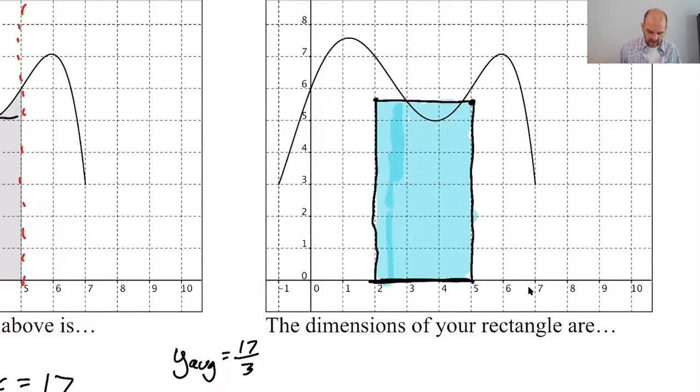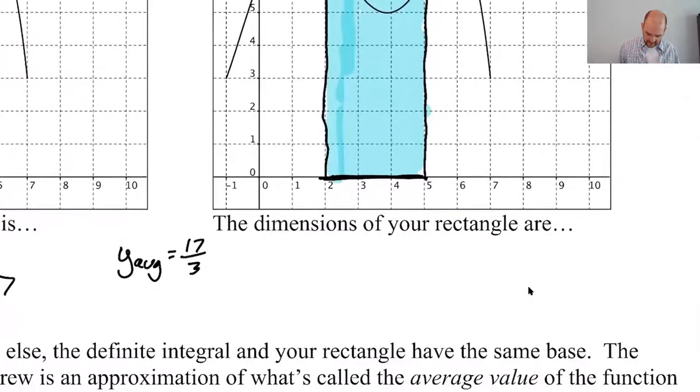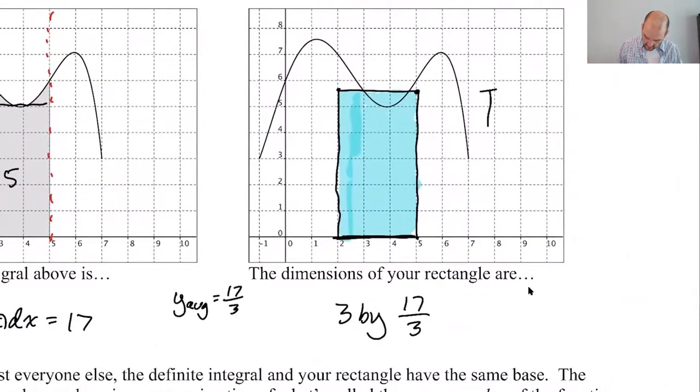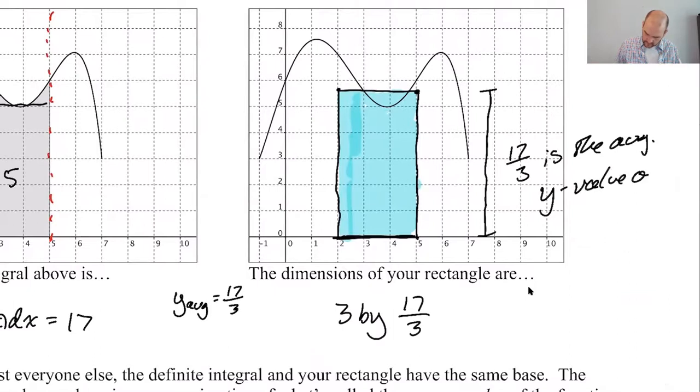Never did. This rectangle has the exact same area. It is 3 by 17/3. This is the slushie machine when it's off. So what we're finding is, how high is the slushie when we turn off the machine? How much is in there? So this height right here, 17/3, is the average y value on the interval from 2 to 5.